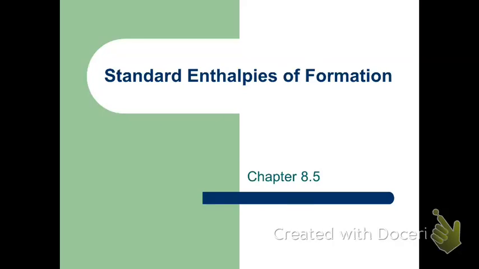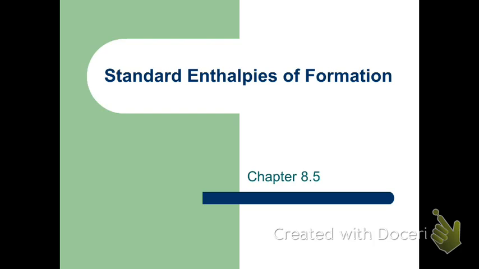Okay, standard enthalpies of formation, chapter 8.5. So we did all this homework problem today. We had all these problems, 3 or 4 equations, and we rearranged them and did all this stuff. And it's starting to get kind of tedious. Turns out there might be a little bit easier way to get these delta H's of reactions that we can't get in a bomb calorimeter. That's what today is about, okay?